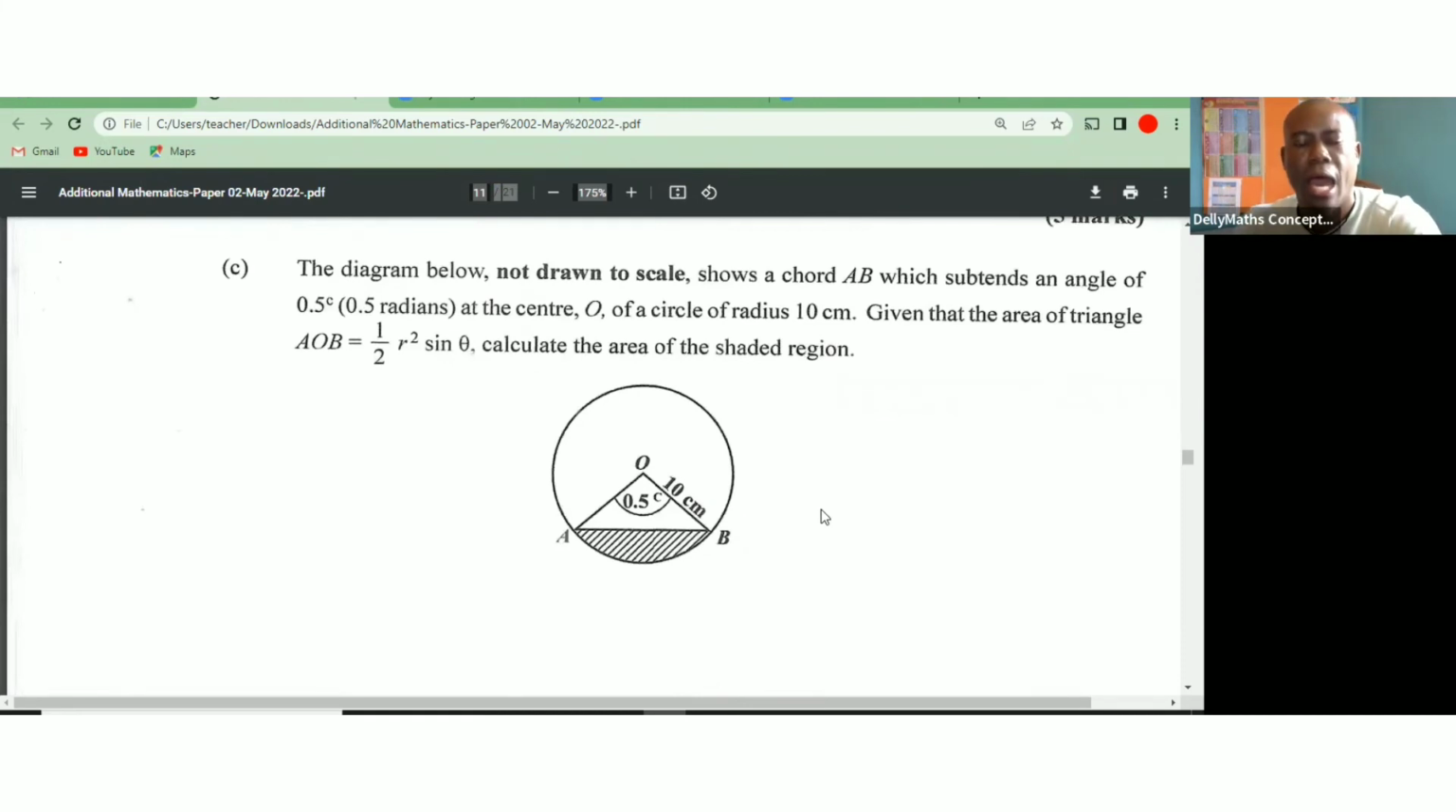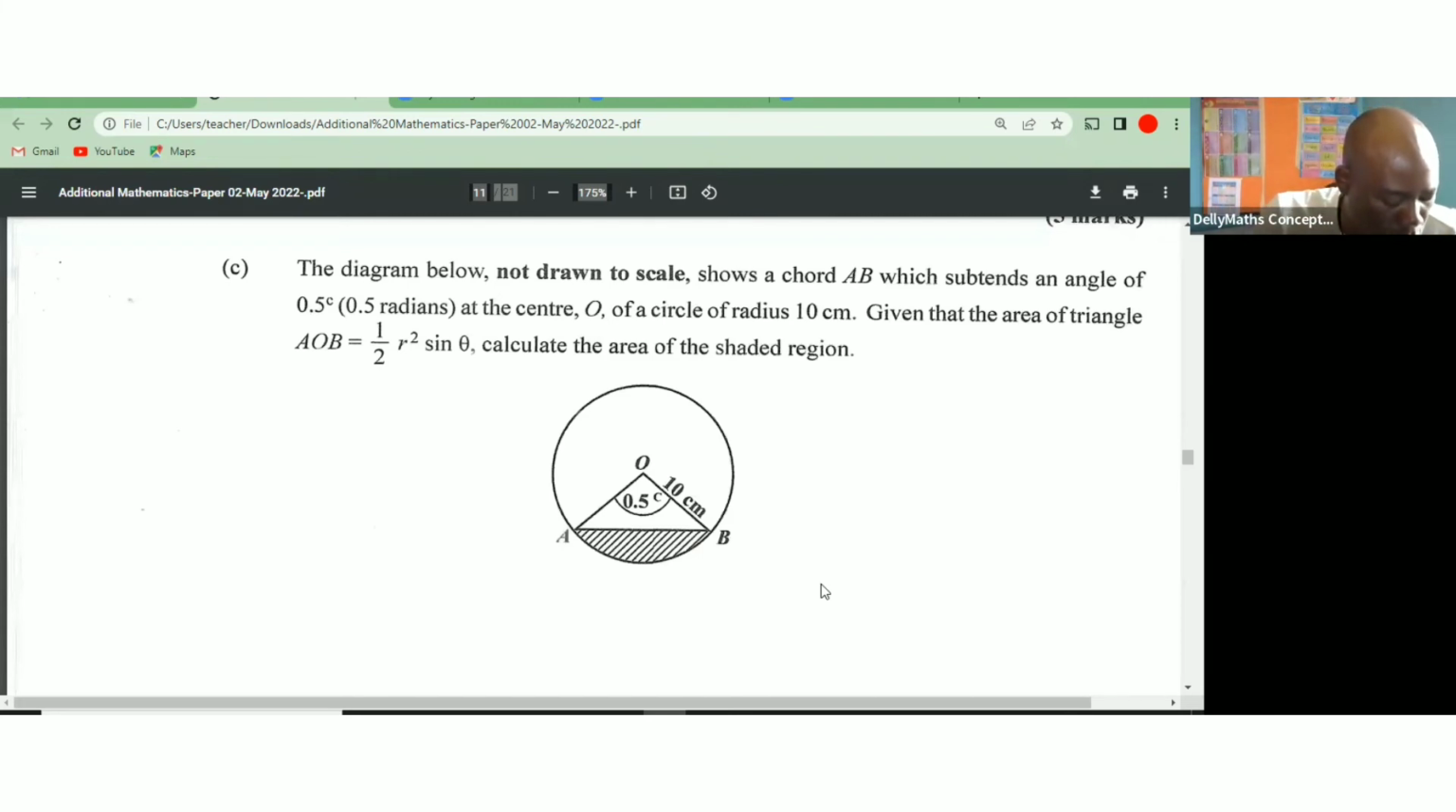So the next question comes from the sector of the circle. It says here, the diagram below, not drawn to scale, shows a chord AB which subtends an angle of 0.5 c, which is 0.5 radians at the center. You're seeing there the center O of the circle, and the radius is 10. Given that the area of the triangle AOB is equal to half r squared sine of the angle at the center, we want to calculate the area of the shaded region.